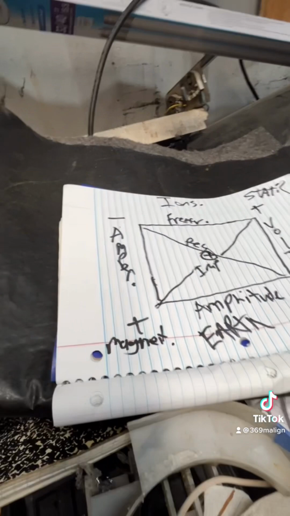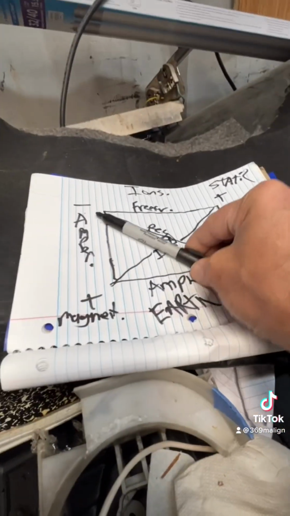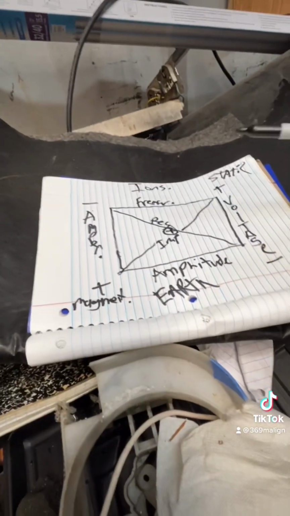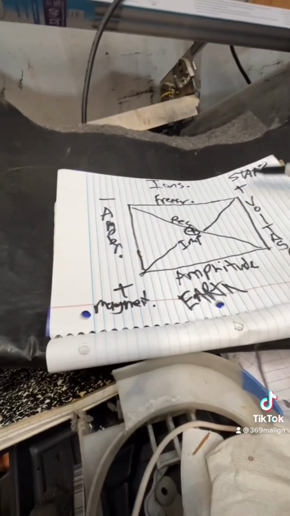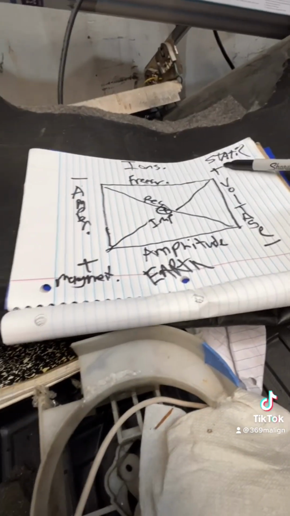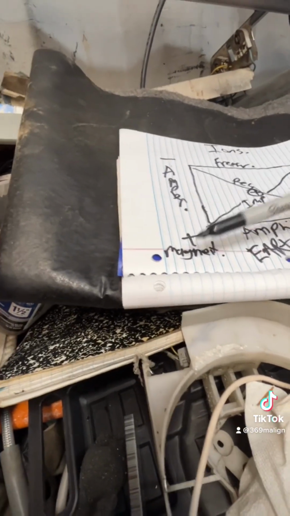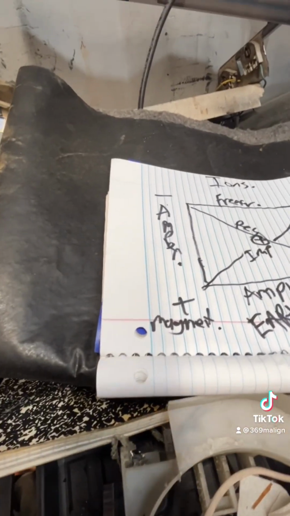All right, so that's moving diagonally this way and this way. So between frequency and voltage, you have a higher frequency and voltage in static electricity, and you have more amplitude and amperage in magnetic electricity.